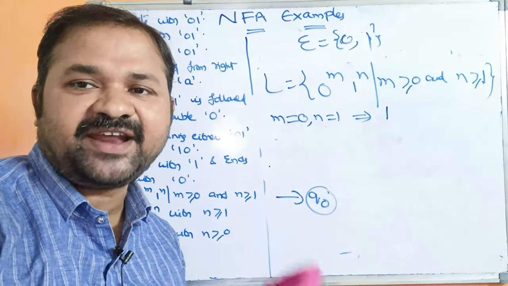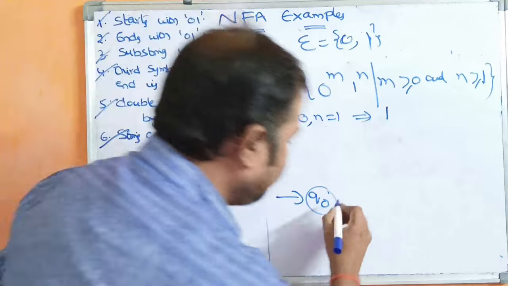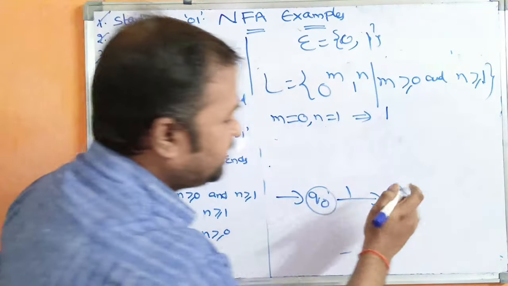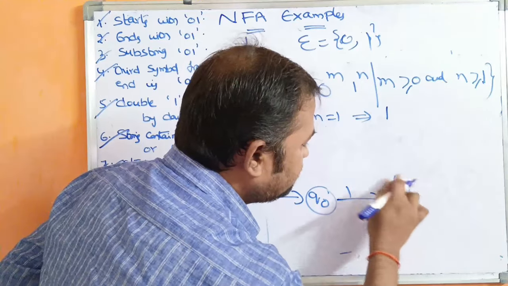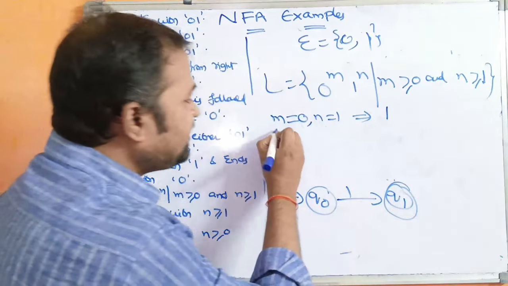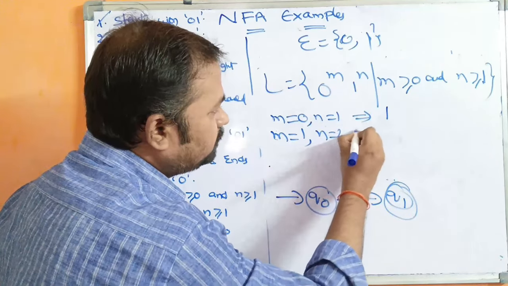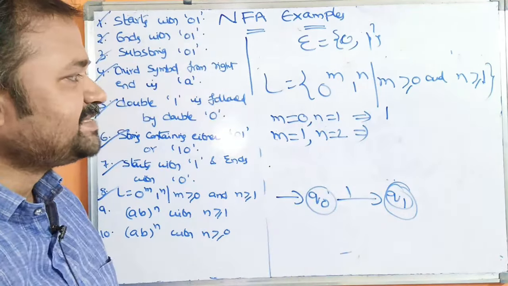So length 1 means we require how many states? 1 plus 1, 2 states. So Q0, Q1. If we apply 1 on Q0, then we will move to the Q1 state. This Q1 is the final state. Now let us take one more scenario. Let m is equal to 1, n is equal to 2.